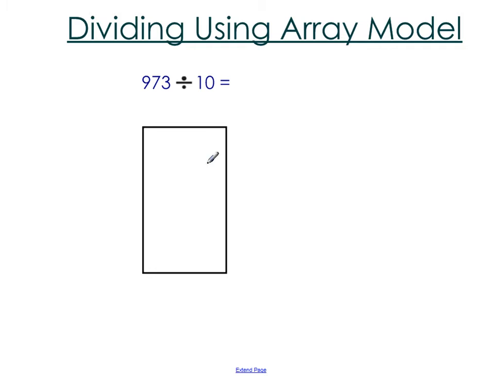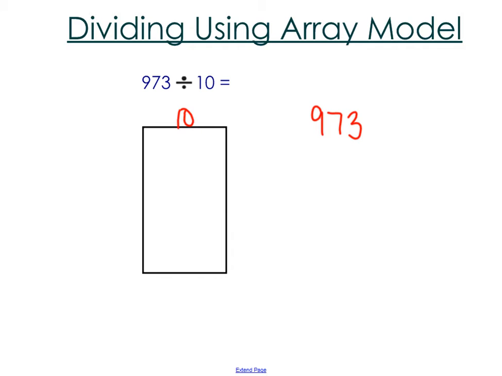So we're going to use this array model. 10 is our divisor, and that's the number that we are going to be using to do our division. We'll start with 973, and we want to find a rounded number that is close to 973 without going over. That is a multiple of 10.